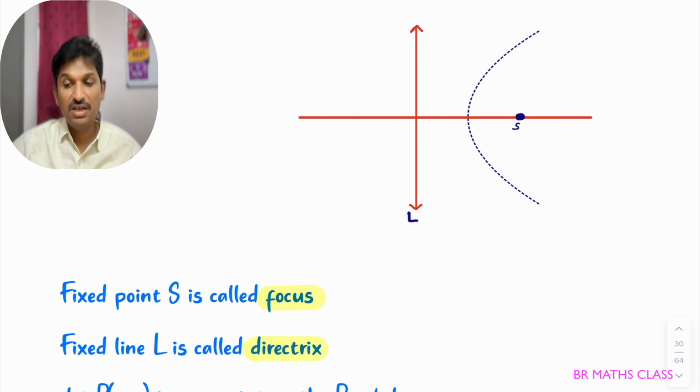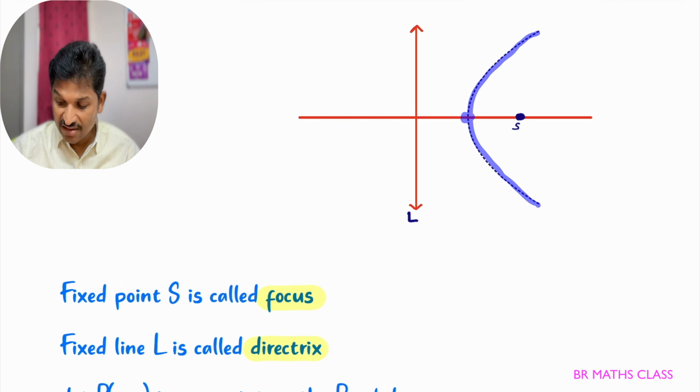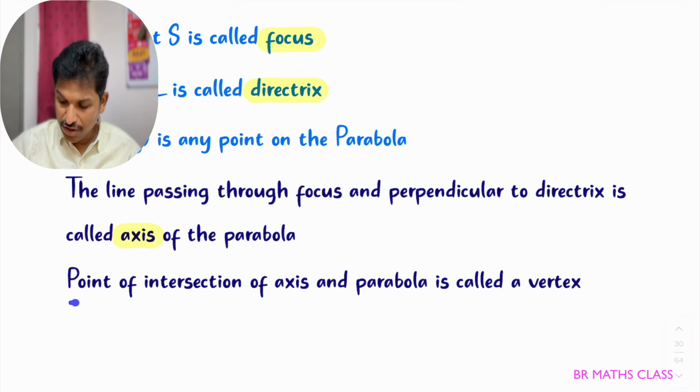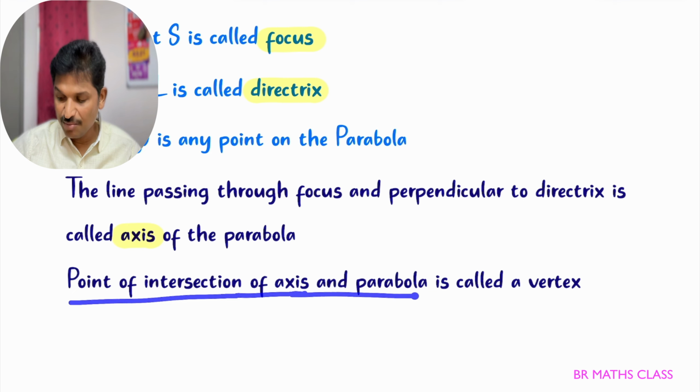Now, next one: you observe this point. What is this? This point is the point of intersection of parabola and axis. So, this point is called the vertex of the parabola. What is the vertex of the parabola? The point of intersection of axis and the parabola is called the vertex of the parabola. You see here, the same thing I have written.